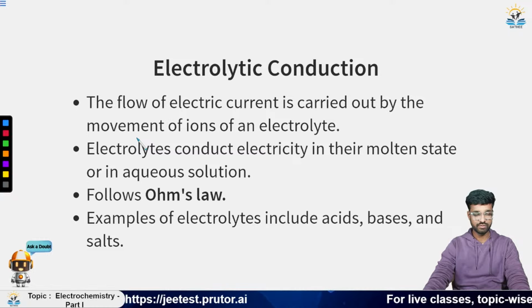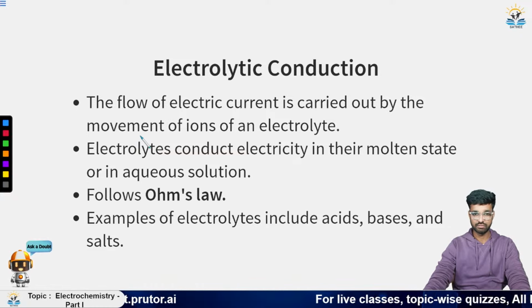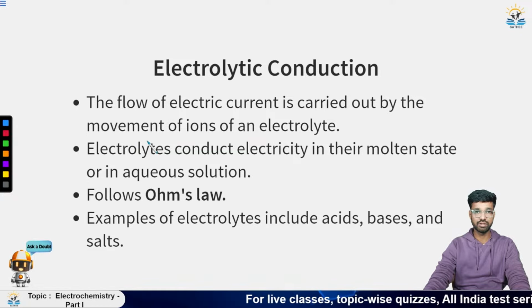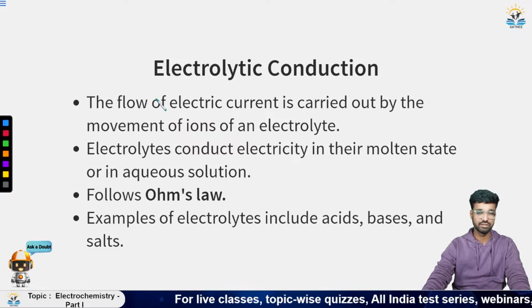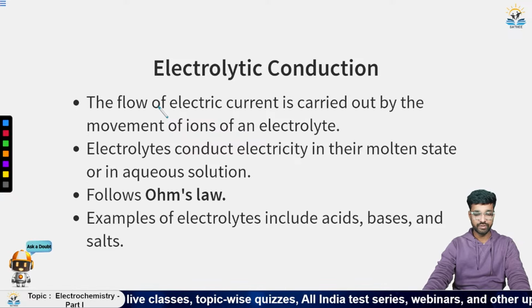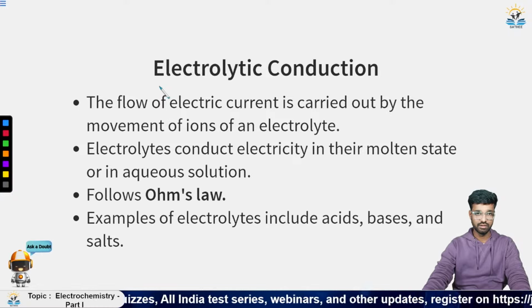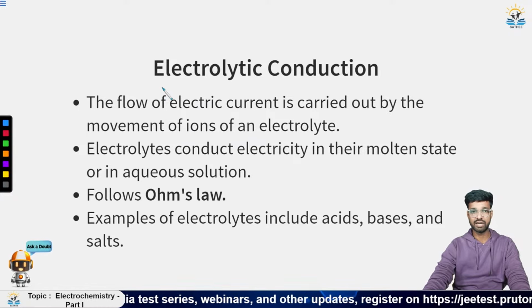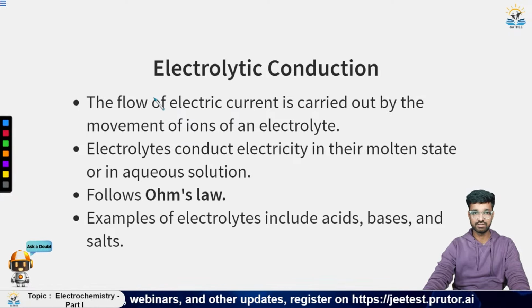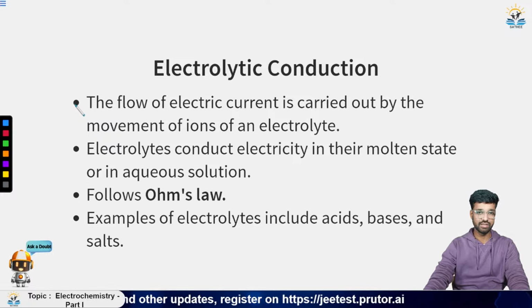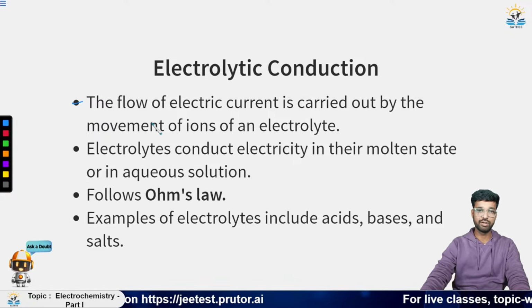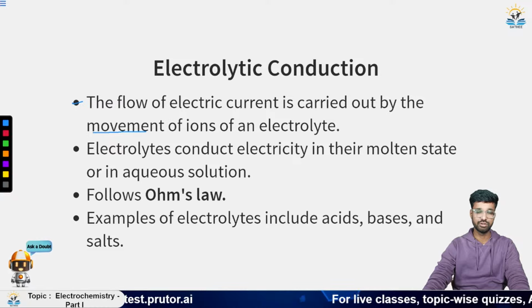The current which we will talk about in this chemistry will mainly consist of electrolytic conduction, not metallic conduction, which is mostly covered in physics. So let us see the difference between electrolytic conduction and metallic conduction. The first and foremost difference is that the flow of electric current is due to the movement of ions.